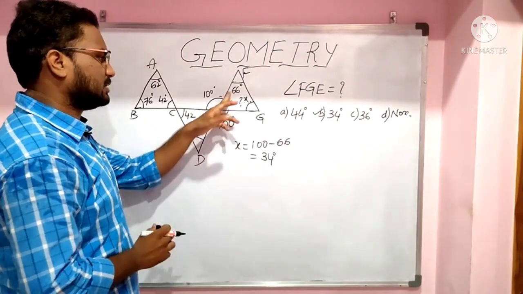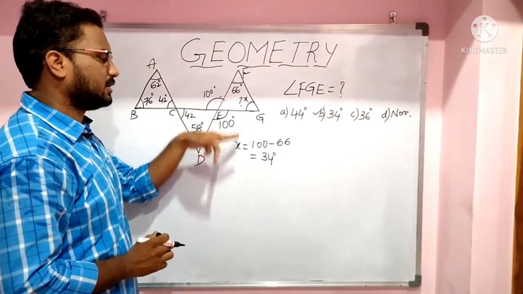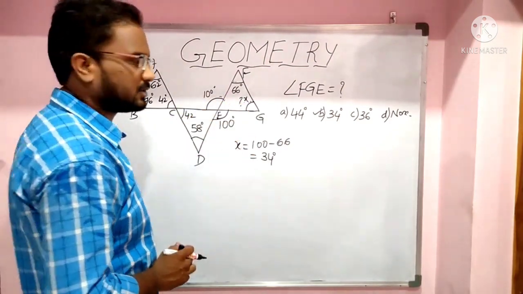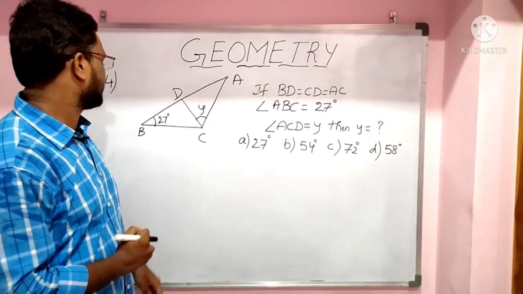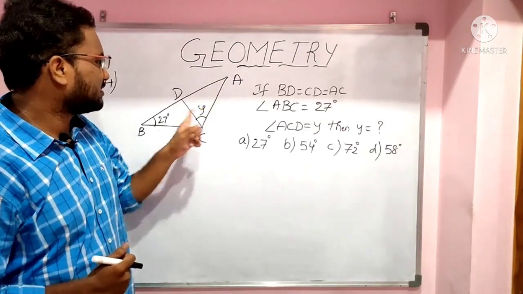Okay, 66 plus x equal to 100. So x equal to 100 minus 66, which is 34 degrees. Next problem. Here he is given a figure.